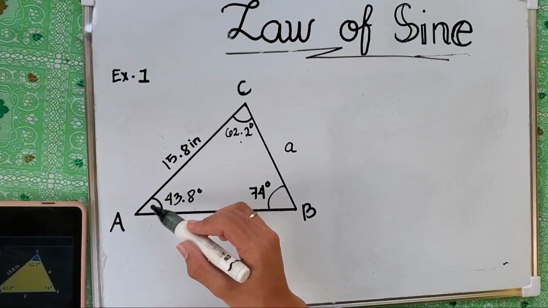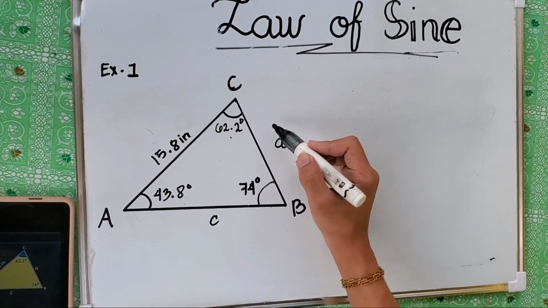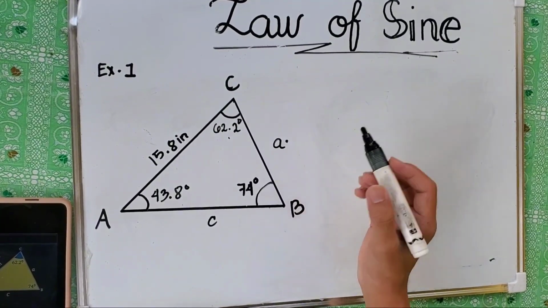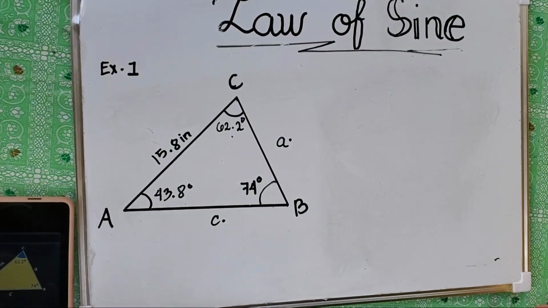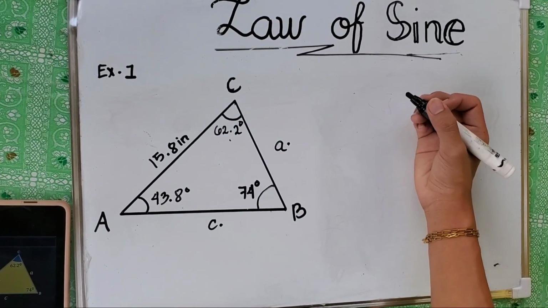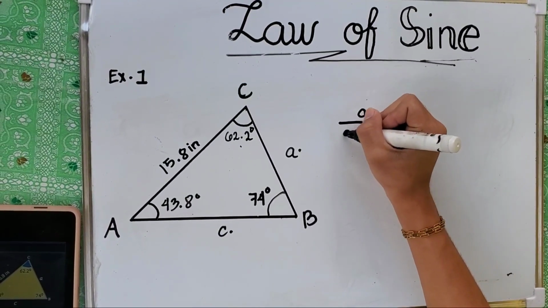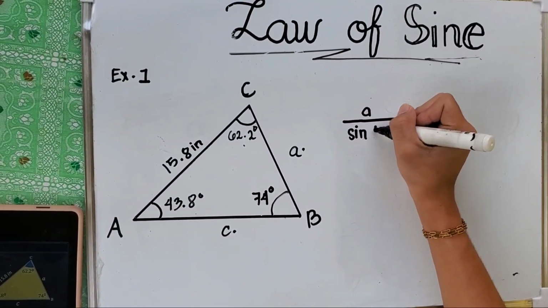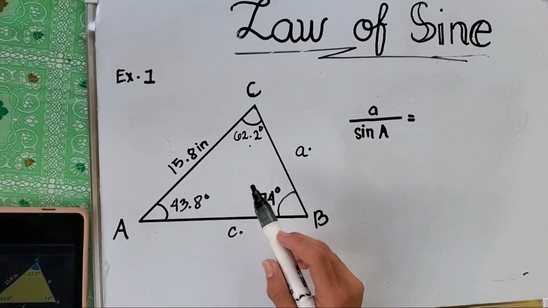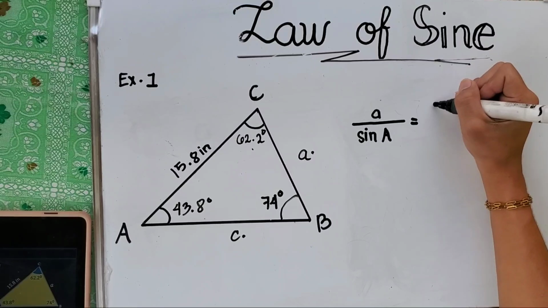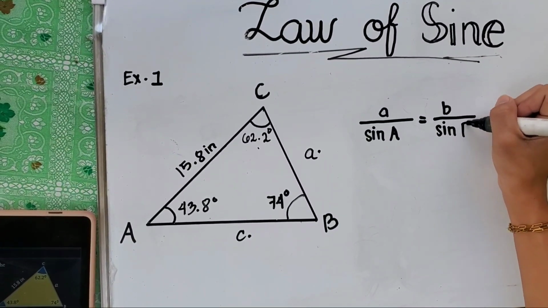Since our three angles are completed with their values, let's move on to our sides. We have two unknown sides, which are side C and side A. To solve for sides A and C, we are going to use the law of sines: A over sine A, and since our given is angle B and side B, B over sine B.